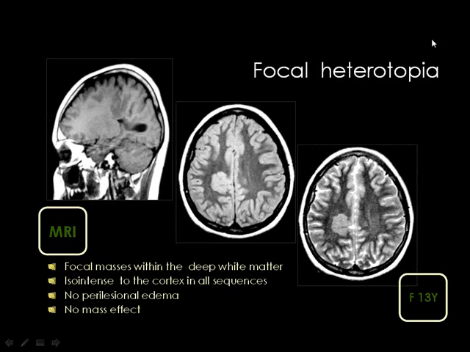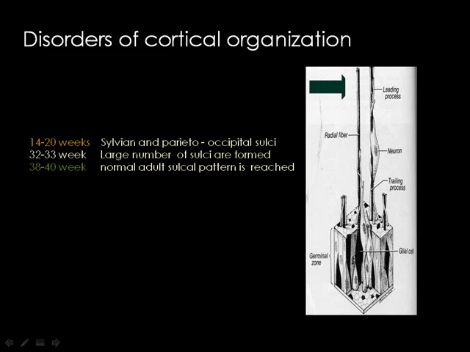Then this is the focal heterotopia, a focal mass of normal cortex within the white matter. And if you do a T1, it will simulate the cortex. T2, it will simulate the cortex. There is no edema around this suspected lesion. There is no mass effect, and there is no enhancement if you inject contrast material.